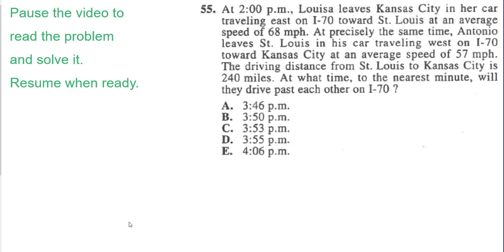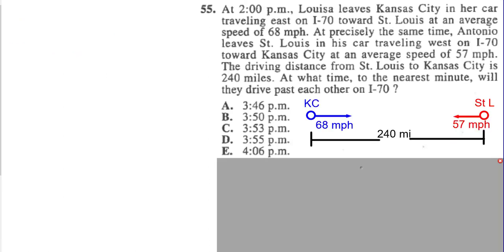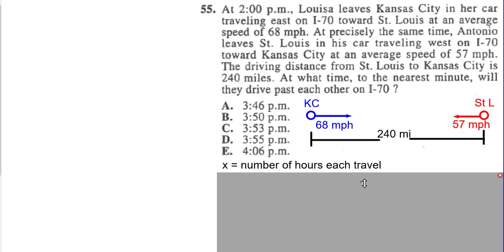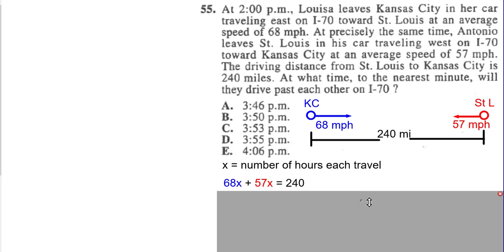Number 55, pause is needed. All right, so I drew a picture here. Kansas City here towards the west, St. Louis towards the east, 68 miles per hour this way, 57 miles per hour this way, and 240 miles apart. So I'm going to let x be the number of hours that each car travels. And so it's going to be 68 miles per hour times the number of hours plus 57 times the number of hours has to be equal to 240.